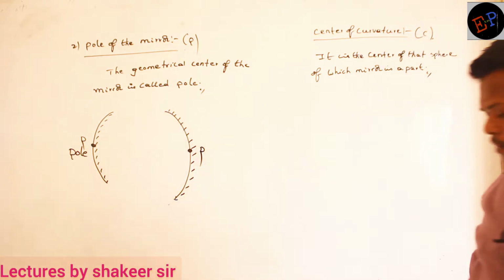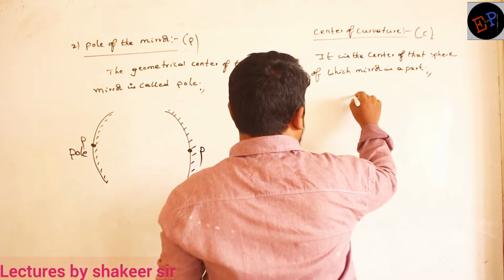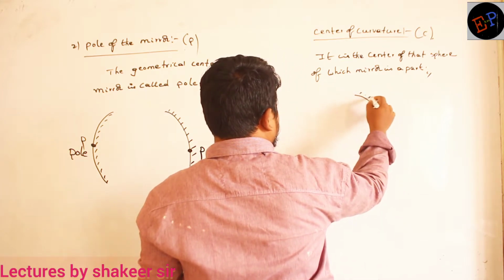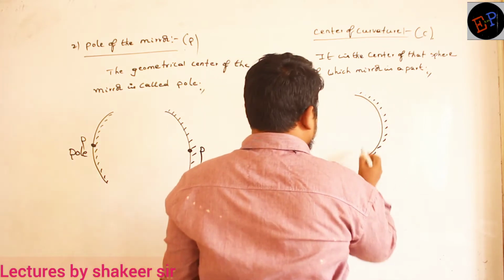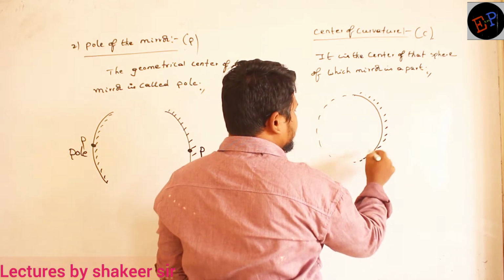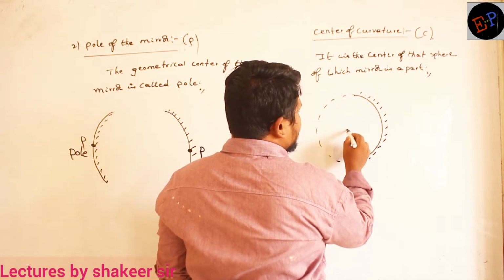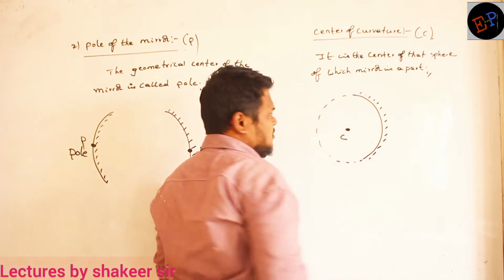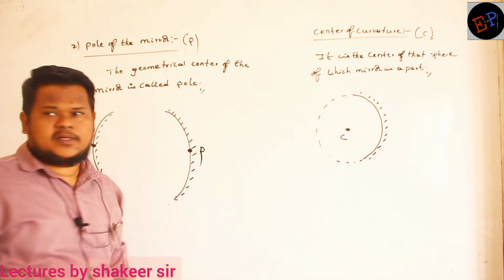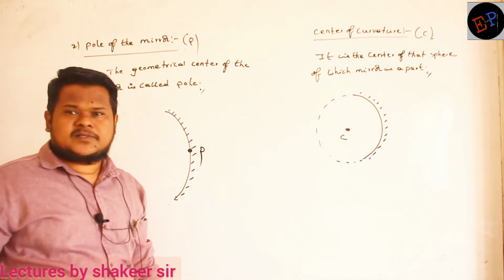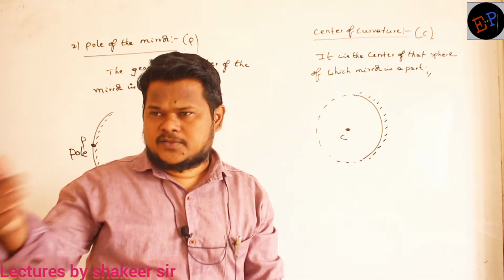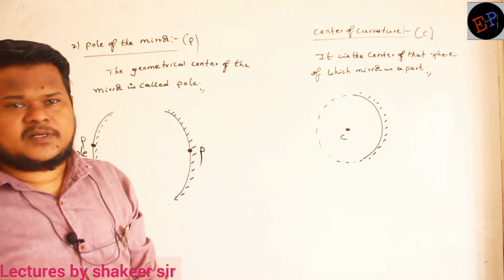For example, if you take a concave mirror, it is basically made up of a sphere. So the center of this sphere is nothing but the center of curvature. Are you able to understand? Curved mirrors are made up of spheres only, so the center of that sphere is nothing but the center of curvature.